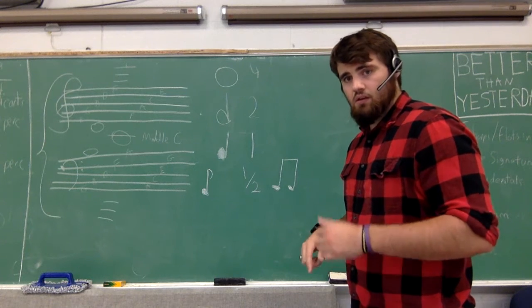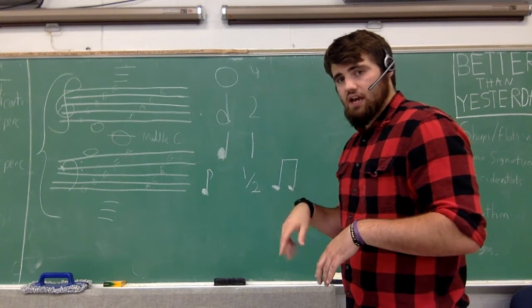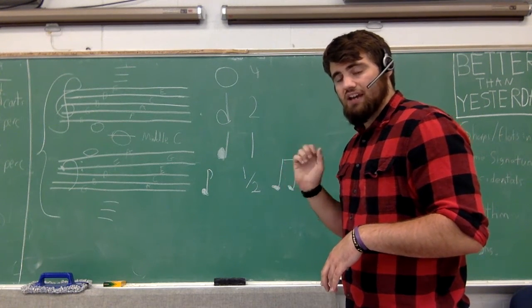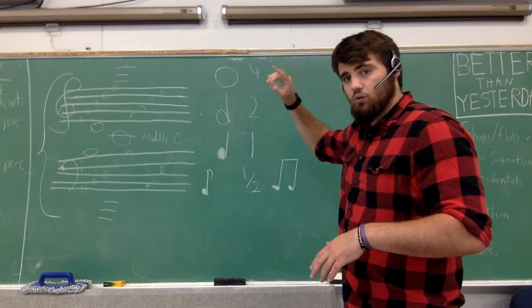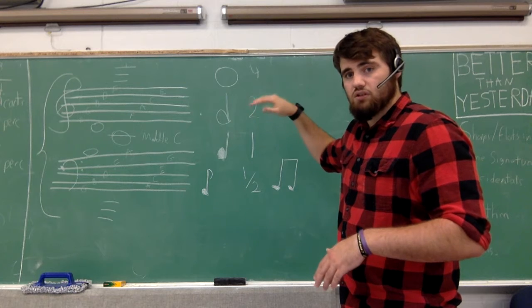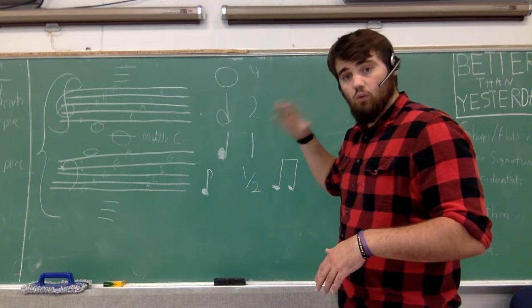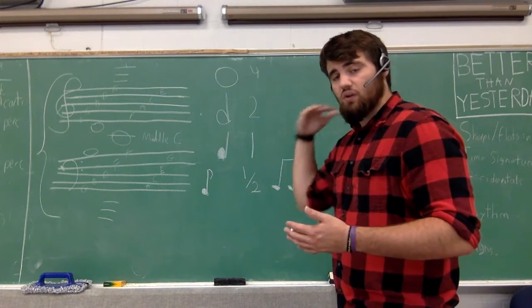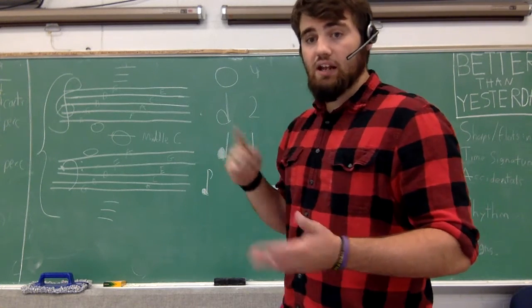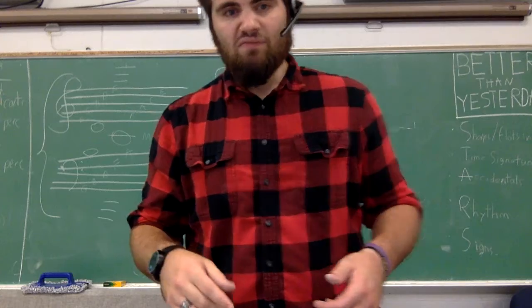Okay? Whole notes, 4 counts. Half notes, 2 counts. Quarter note, 1 count. Eighth note, half count. You count whole notes, 1, 2, 3, 4. You count half notes, 1, 2. You count quarter notes, 1. Okay? Eighth notes, 1 and 2 and 3 and 4 and. They get an and. Okay?